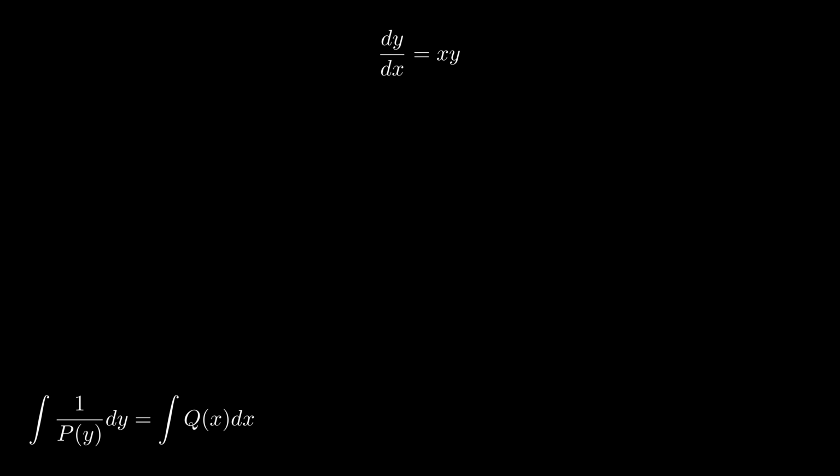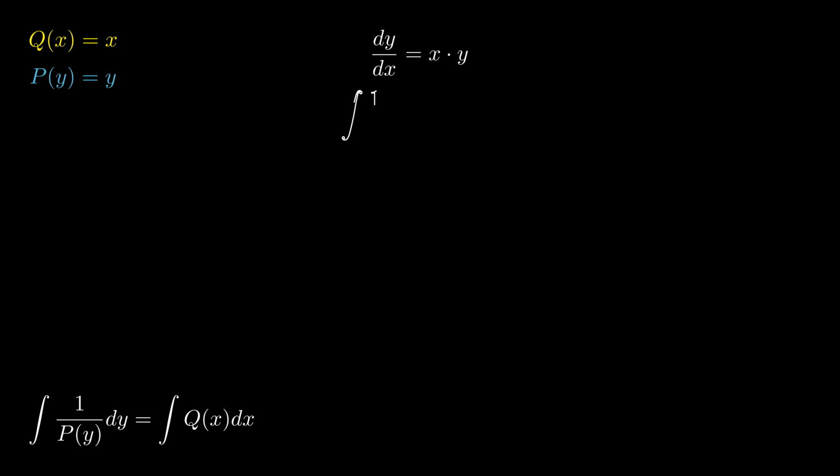So we can rewrite this equation as dy over dx is equal to x times y. And now we can see that x is the only expression in terms of x and y is the only expression in terms of y. So q of x is equal to x and p of y is equal to y. And now we can substitute into the formula.